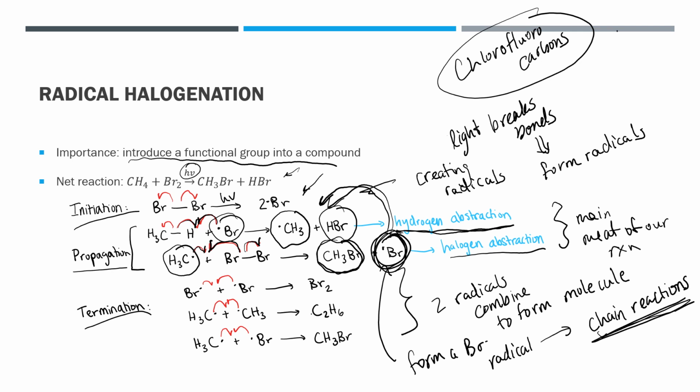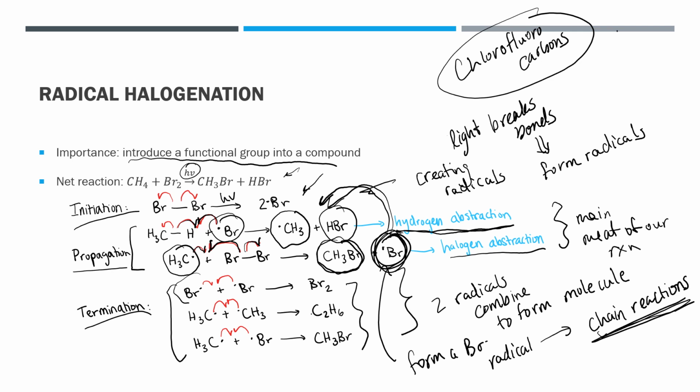Okay, and the last part of our reaction is termination. And this is where two radicals combine to form a molecule. So you can just see every single combination possible is drawn. I've drawn it here. So we have bromine radicals, we have methyl radicals, and we can take any combination of these, right?